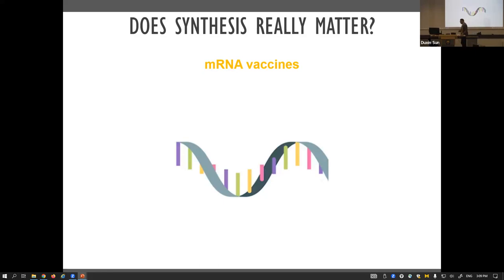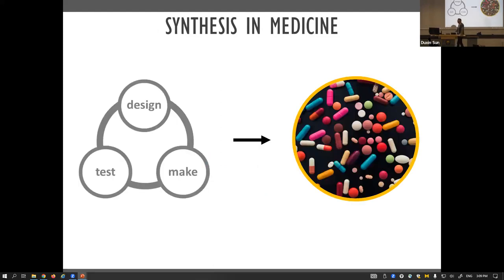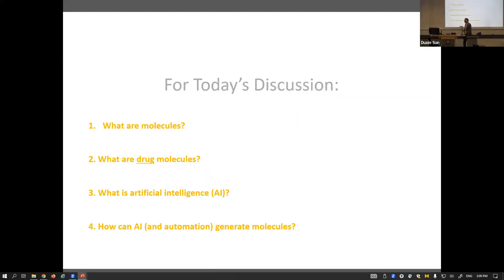So we focus in my lab on small molecule chemical synthesis, and I think we're bought in pretty hard to the idea that synthesis does really matter, and that synthesis enables the invention of medicine through this design, make, test wheel.